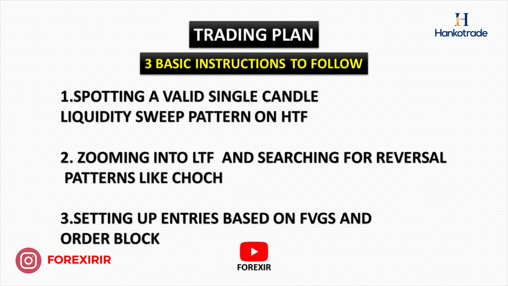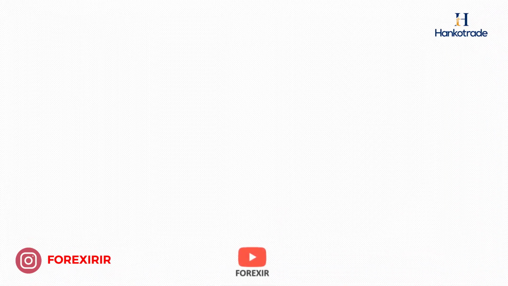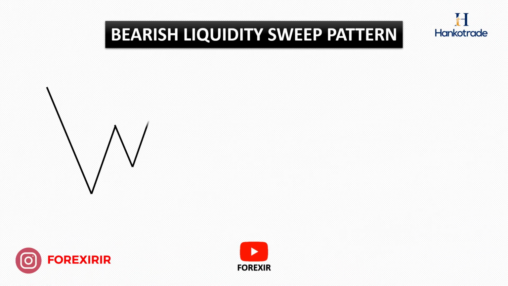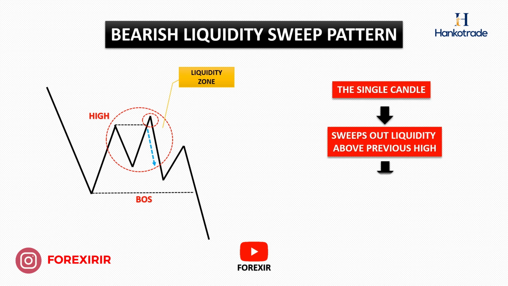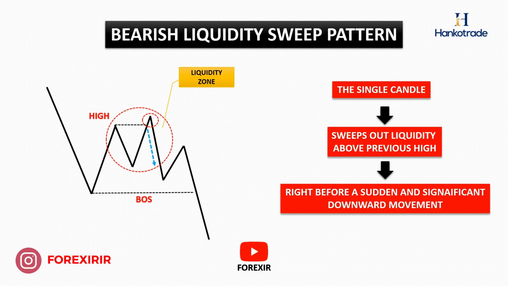Now that we have a general outline of the core steps involved in this advanced trading strategy, let's dive into the details of each step, beginning with how to accurately identify a valid single candle liquidity sweep pattern in the market. In a bearish scenario, the bearish liquidity sweep pattern is formed by a single candle that clears out the liquidity above the previous high, including sweeping the high of the preceding candle. This specific pattern typically occurs just before a rapid and substantial downward shift in the market. To identify it, we search for a liquidity sweep characterized by a long wick or body, followed by an immediate and sharp downward price movement.